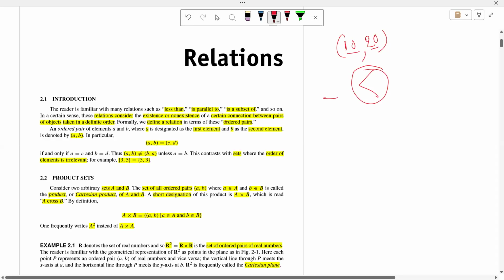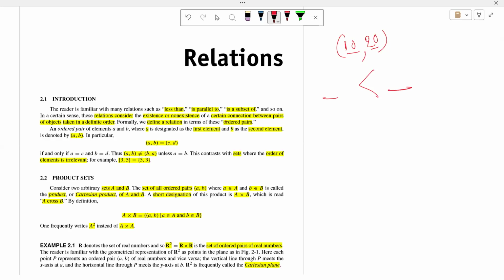How can you put this? This is the smallest value, 10. This is the largest value, 20. So this is a relation, right? So relation is something you are already familiar with.